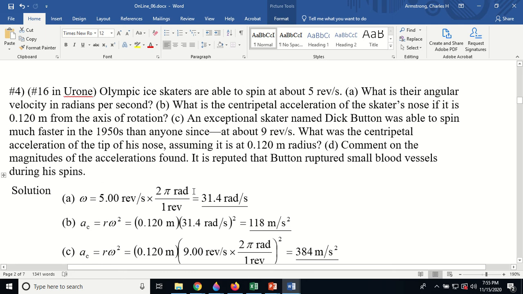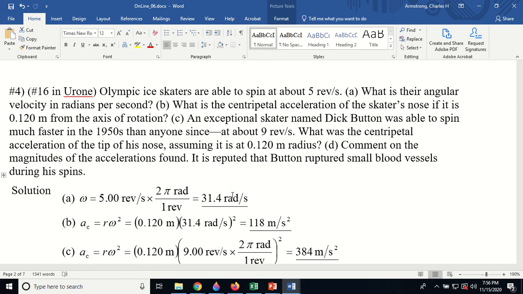Okay. Olympic ice skaters are able to spin at about 5 revolutions per second. 5 complete revolutions, 5 complete 360-degree rotations every 1 second that goes by. What is their angular velocity in radians per second? Well, angular velocity, that's the omega. It's 5 revolutions per second. You go through 2 pi radians every 1 revolution, so they're going through 31.4 radians per second. That's how much of an angle they're going through per second, 31.4 radians. That'd be 5 complete revolutions, 5 times 360 degrees.